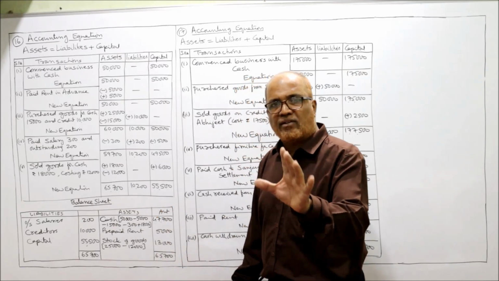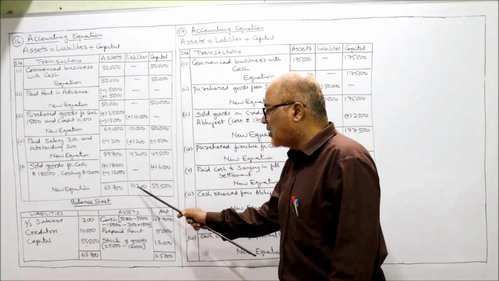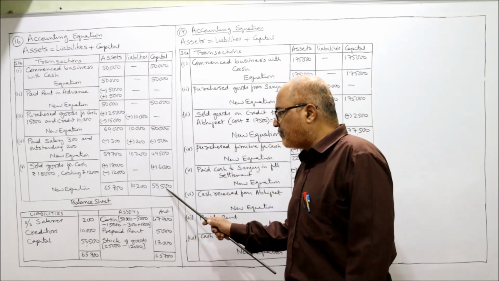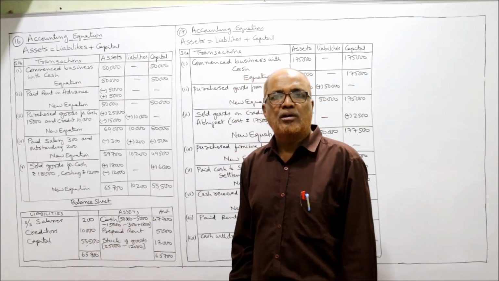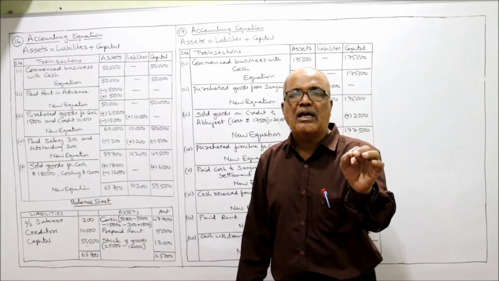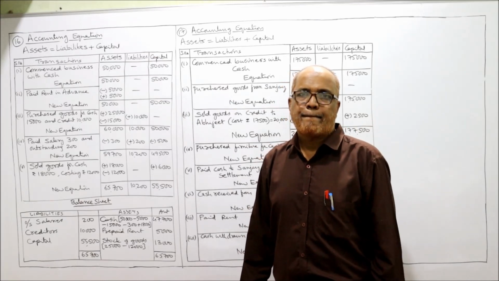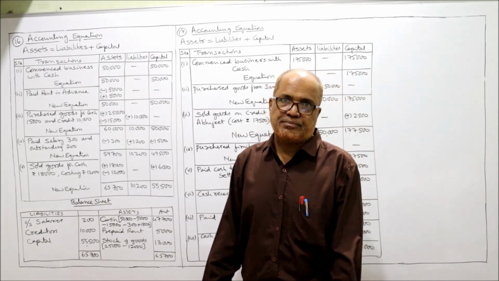Now check whether our calculations are correct or not. Assets is equal to liabilities plus capital. 10,200 plus 55,500, 65,700, tallied. That's all. This is called recording the transactions according to the accounting equation method. Right? Now it is also asking you to show the balance sheet.